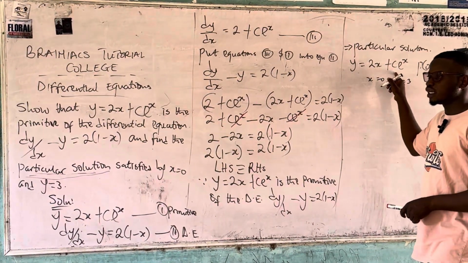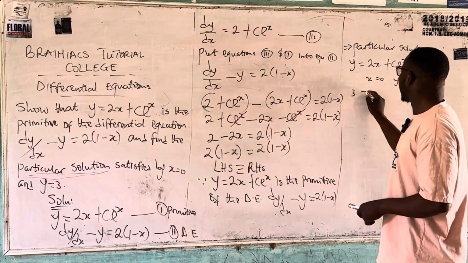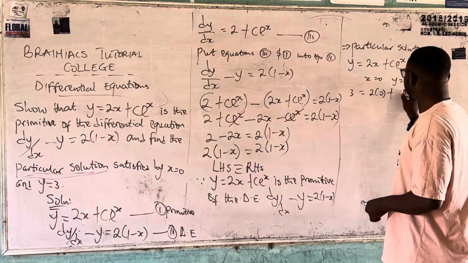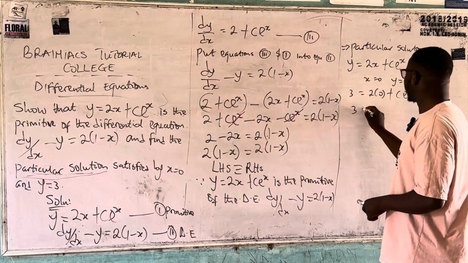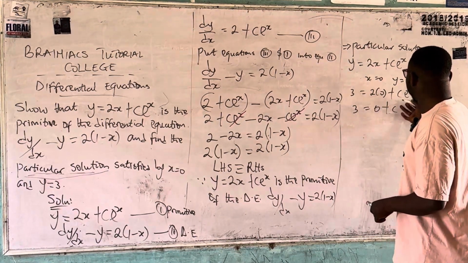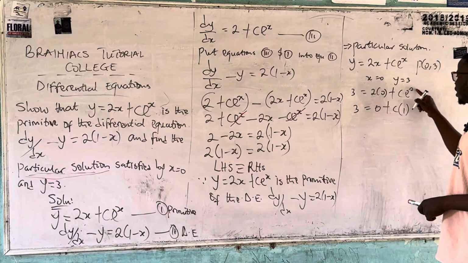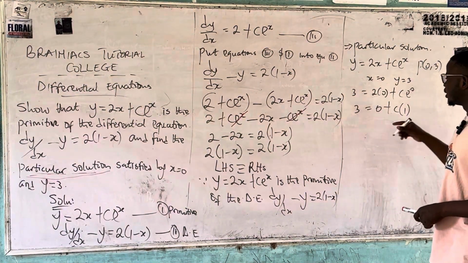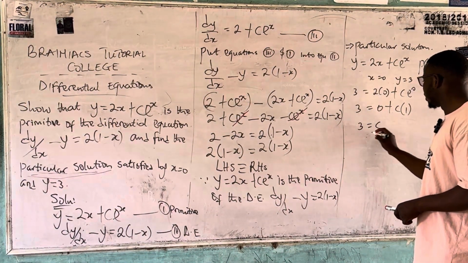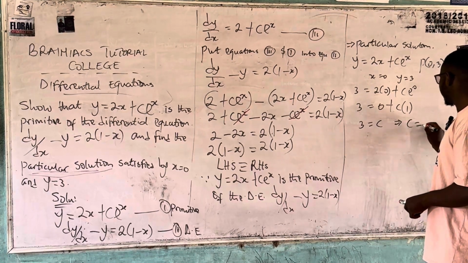So we go to the primitive. Anywhere we see y, we put 3, and wherever we see x, we put 0. So we have 3 equals 0 plus c exponential 0. Anything raised to power 0 is 1, so exponential 0 is 1. Here we have 3 equals c, so this implies that c equals 3.